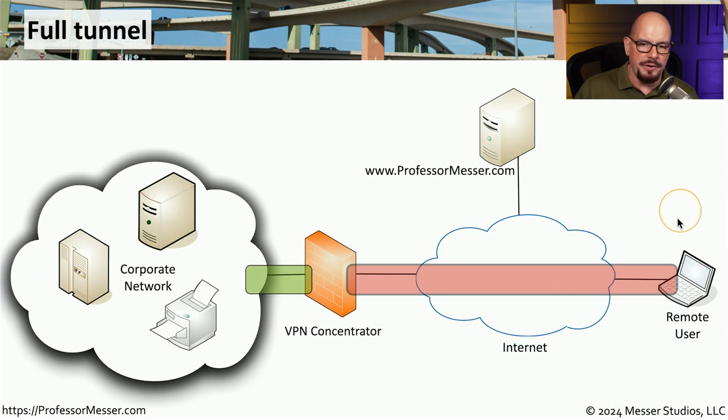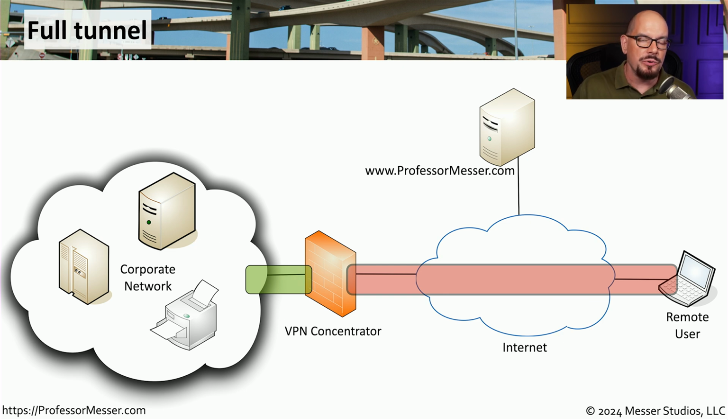So let's take the scenario where we're using a VPN. We are connected over this VPN connection to a VPN concentrator that's at our corporate office. But we might also want to communicate to a web server that's on the internet that's not part of our organization. So you might want to connect to my server at professormesser.com. This means that normally traffic that's destined for your corporate network would go from your remote user's workstation to the VPN concentrator. That would then be decrypted and sent to the inside of your corporate network.